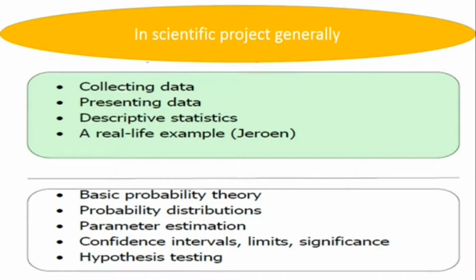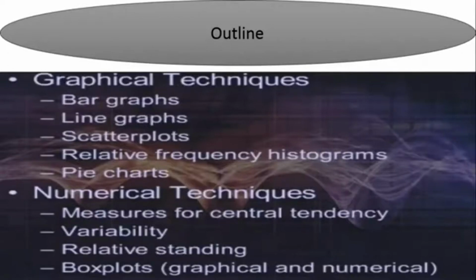For now, we just focus on descriptive statistics, which go no further than using graphics, means, and coefficients in order to analyze your data. The outline of this tutorial video is to use graphic techniques such as bar graph, line graph, scatter plot, relative frequency histogram, pie chart, as well as numerical techniques such as measures of central tendency, volatility, relative standing, and box plot, which is a particular descriptive statistics tool that is at the same time graphical and numerical.